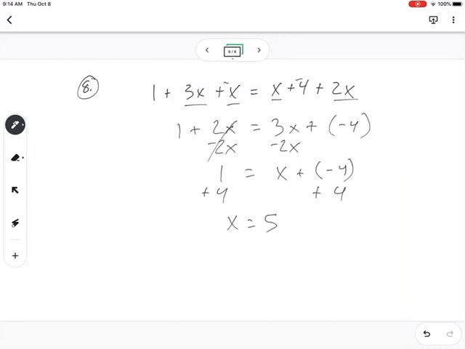Hopefully I did these right and didn't make any mistakes. Once again, fix your answers on formative. You should have all green.